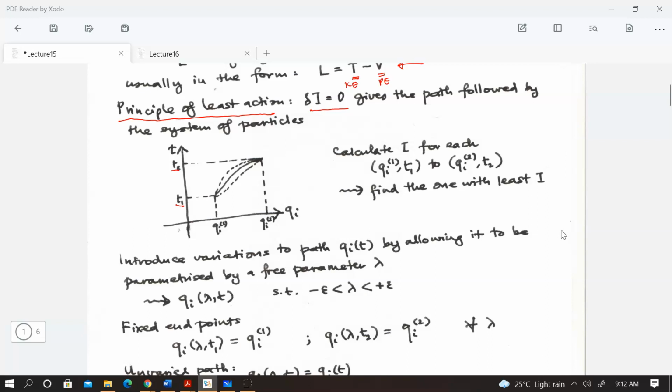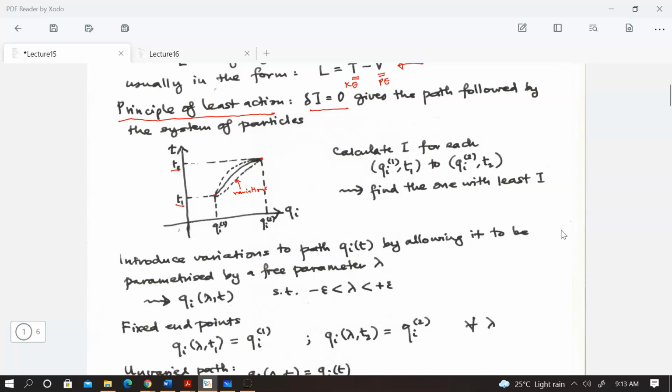So there will be one extremum path, given by this solid line, and the other will be the variation, which is shown in terms of the dotted lines. So these are variations. We need to do this variation in such a way that at the endpoints they are essentially fixed, and in between it can do anything. So that's the main idea.